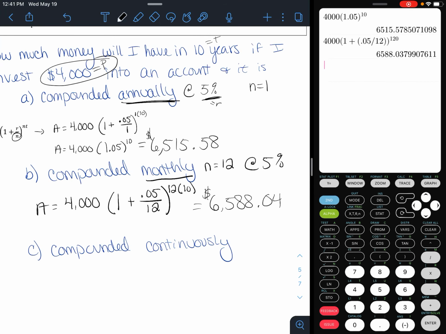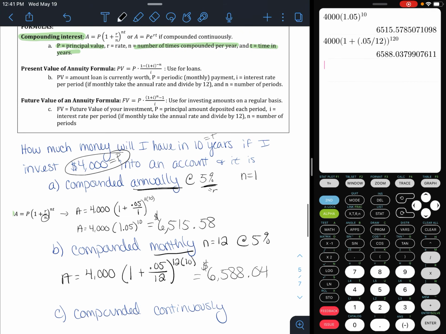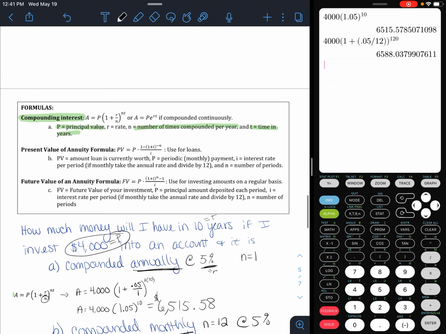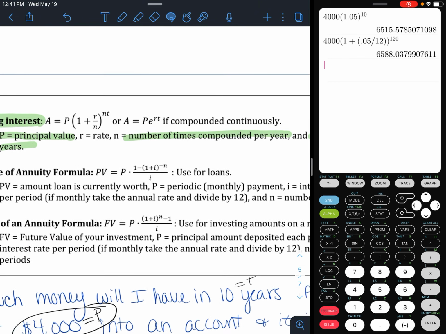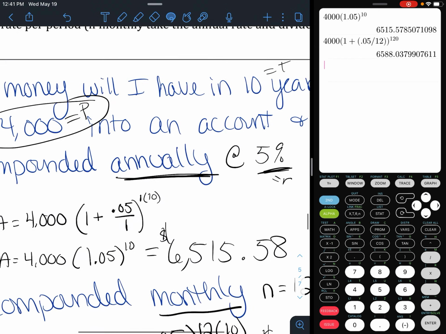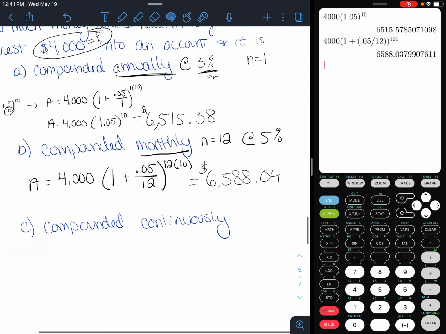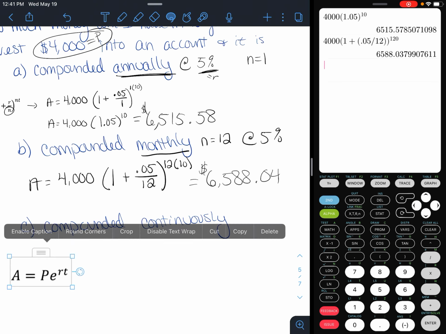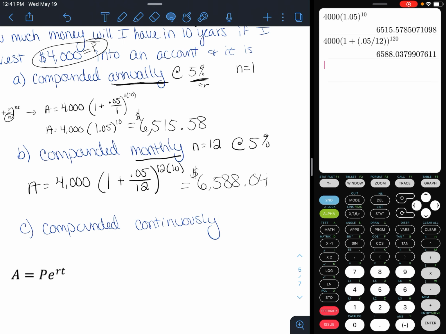All right. And let's look at the last one, which is compounded continuously. So A equals P e to the rt as our formula. This is the Pert equation. If you had Mrs. Heath, you've probably seen this. All right, so P is still the principal, rate is still the rate, and t is still the time. Continuously means that it's always being added on, that interest.